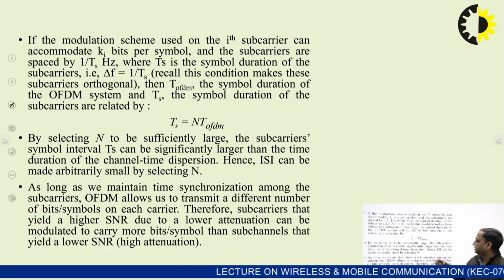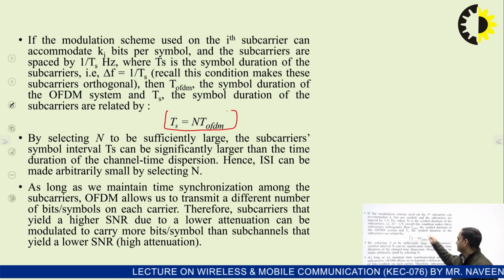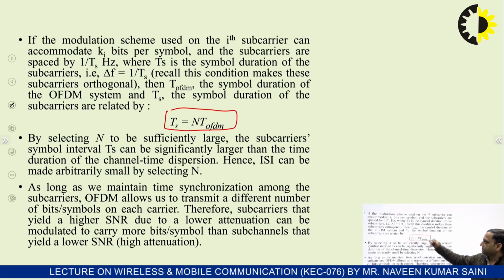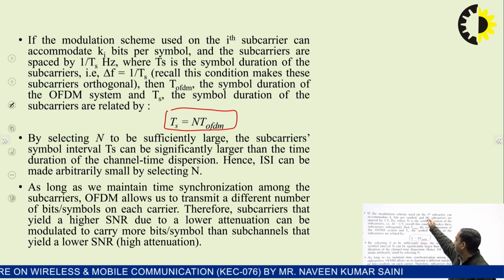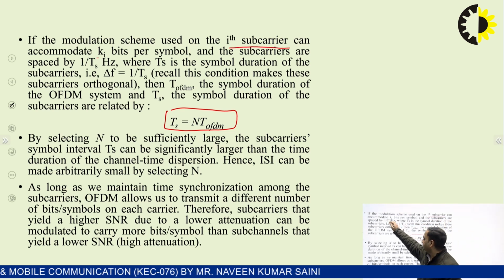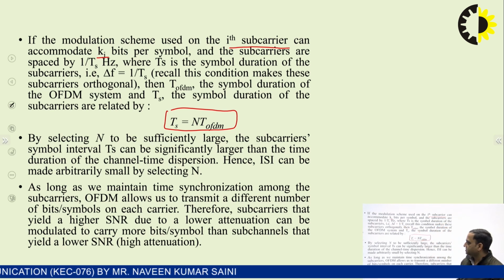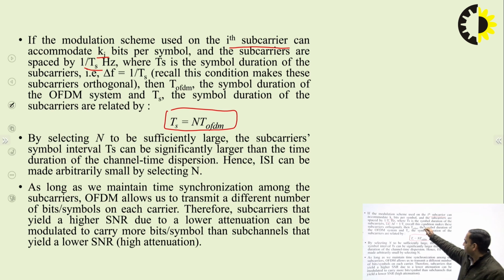So the symbol period for the OFDM is total symbol period, which will be N times the T OFDM. Suppose the modulation scheme used on the ith subcarrier can accommodate k1 bits per symbol, and the subcarriers are spaced by 1 upon Ts, that is delta F, where Ts is the symbol duration of the subcarrier. So this delta F is the frequency spacing between subcarriers. Then the orthogonality principle can be followed. T OFDM is the symbol duration of the OFDM symbol, and Ts is the symbol duration of the subcarriers, which are related by the formula Ts is equal to N times T OFDM.